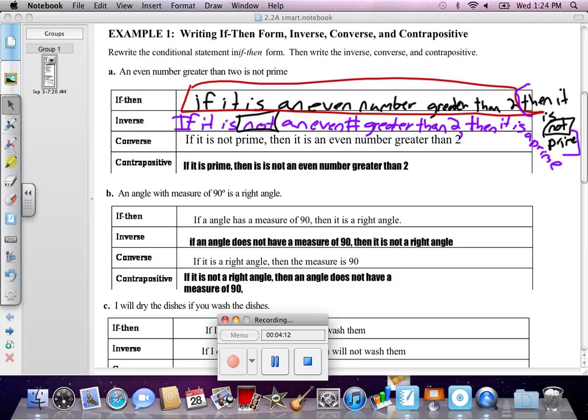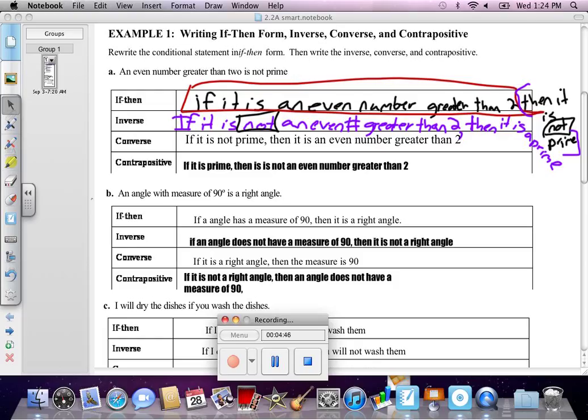If an angle has a measure of 90 degrees, then it is a right angle. That's just the if-then statement. So now I'm going to make it negative. If an angle does not have a measure of 90, then it is not a right angle. Who remembers what converse means? Anybody? What did I do? I switched the hypothesis and conclusion. So I make it, if it is a right angle, then the measure is 90 degrees.